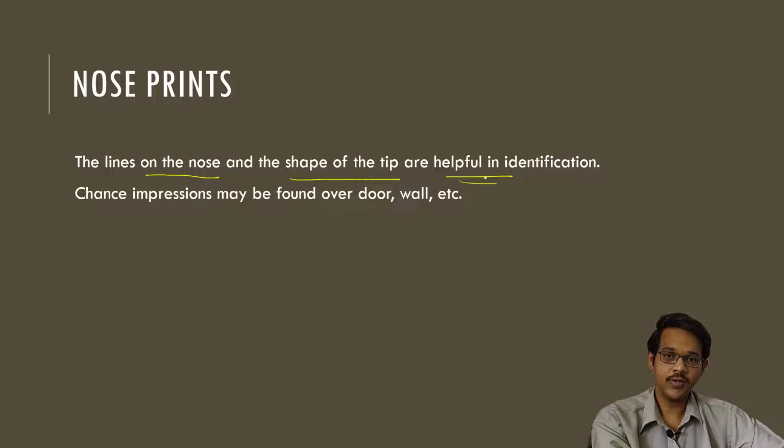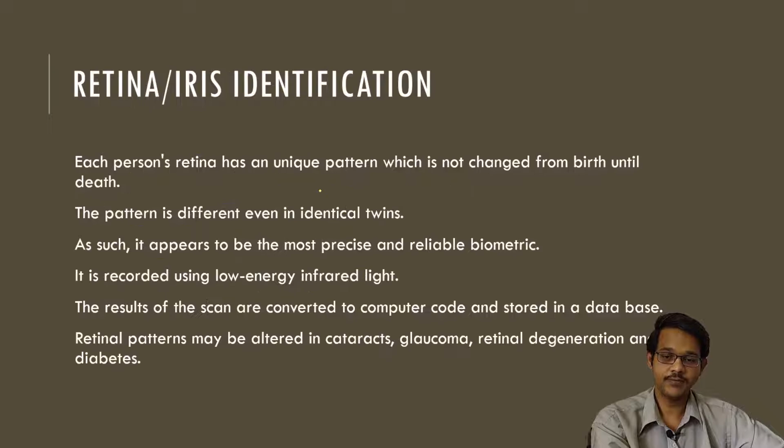Now coming to nose prints, the lines on the nose and the shape of the tip are helpful in identification. Each person's nose tip shape is unique, and the lines on the nose are also unique to individuals. Chance impressions, meaning accidental impressions, may be found on doors or walls, etc., at the scene of crime. It can be used for identification.